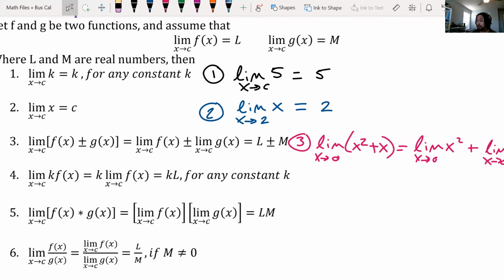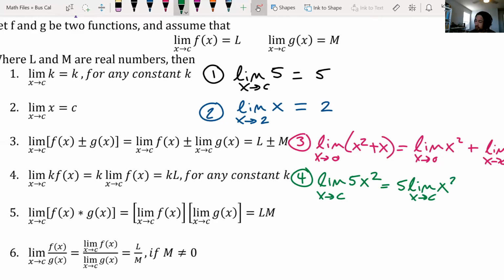Number 4 says the limit as x approaches c of k times f of x, some constant times a function, can be rewritten as k times the limit of that function. So all this property says is, hey, you can rearrange your limit by moving the number attached to your function in front of the limit. A good example of that: let's just say I did the limit as x approaches c of 5x squared. All this property says is, hey, take this 5 and move it to the front. So I can rewrite this as 5 times the limit as x approaches c of x squared. That's it. I just take that number and move it to the front.